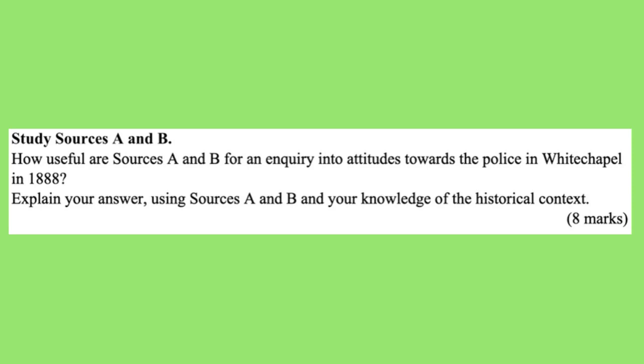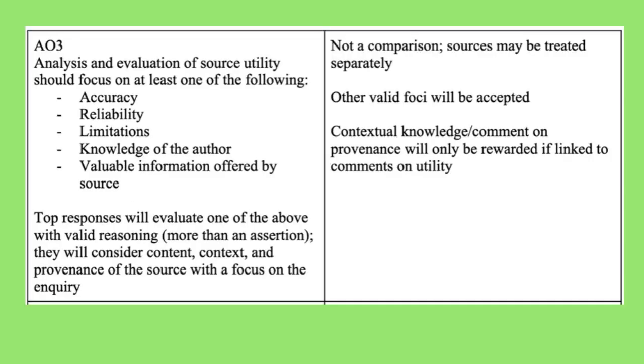8 marks. This is the mark scheme for this question, which you can find out about in more detail in our overview video. But we do know that all 8 marks here are awarded for AO3, which is your analysis and evaluation of source utility. So essentially, how useful is that source for the inquiry given to you in the question? To decide that, you should focus on at least one of the following: accuracy, reliability, limitations, knowledge of the author, or valuable information offered by the source itself.